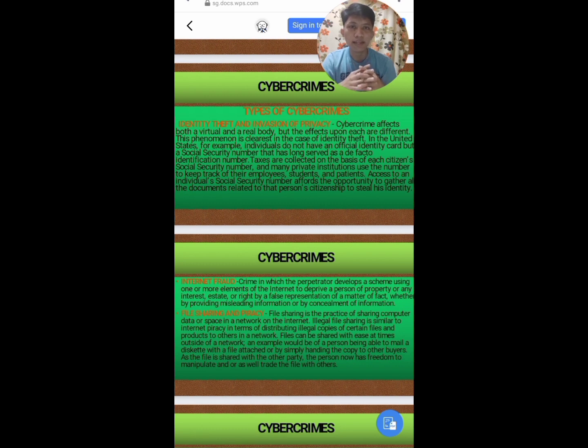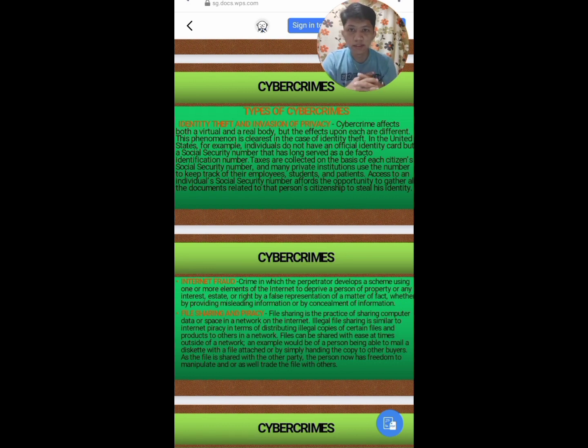Access to an individual's social security number affords the opportunity to gather all the documents related to that person's citizenship to steal his identity. Another example is stealing bank account and credit card information, or stealing mail that contains sensitive information. Why do they commit this crime? Because it is easy money. They take out loans, make purchases using other people's credit cards, steal another person's tax return, and open multiple lines of credit and make purchases but make no payments.